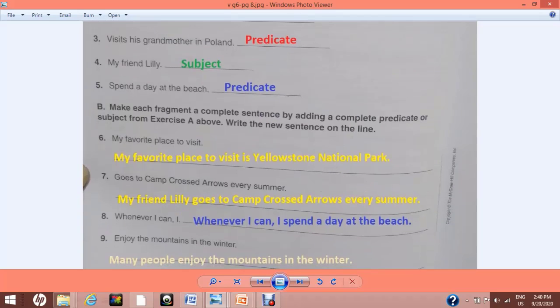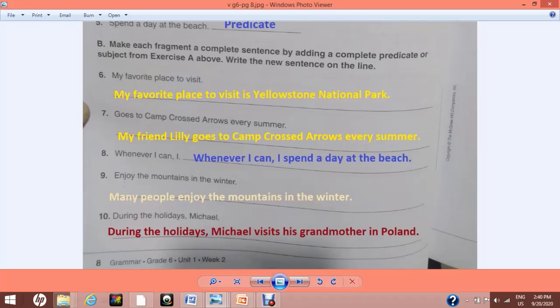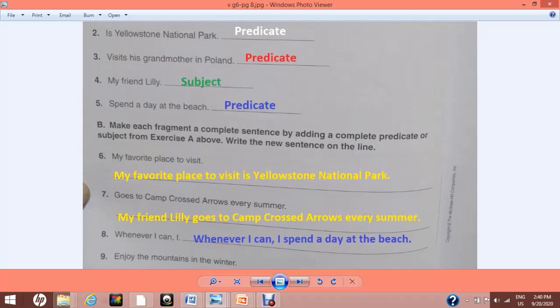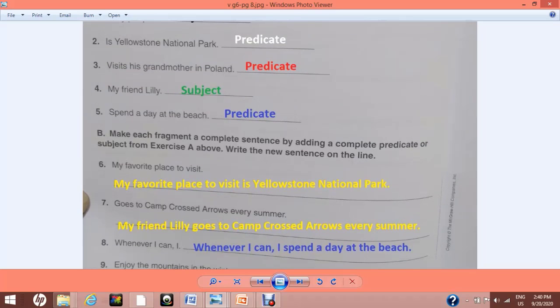Now exercise B. Make each fragment a complete sentence by adding a complete predicate or subject from exercise A above. Write the new sentence on the line. Now from question 6 to question number 10, again there are fragments, but now we are going to change these fragments into complete sentences by choosing a suitable subject or predicate from exercise A.